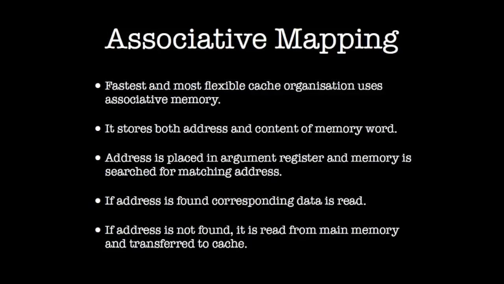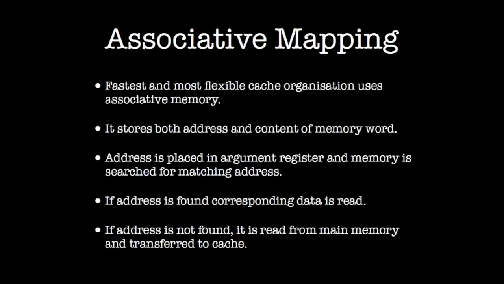Now we are going to talk about associative mapping. Mapping is basically how the RAM works during a program. Okay, so associative mapping is the fastest and most flexible cache organization. It is a fact that the fastest and most flexible cache organization uses associative memory. It stores both address and content of a memory word.